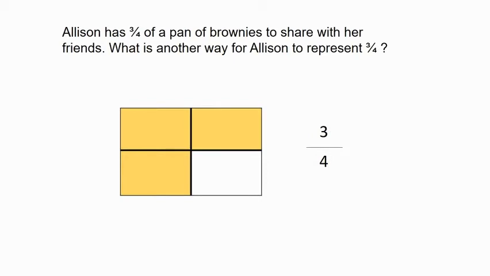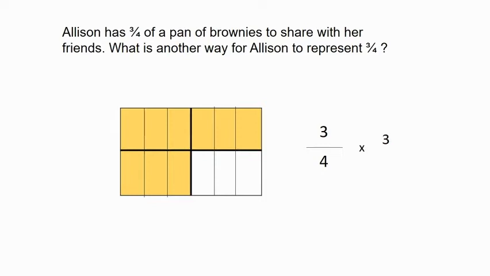Let's look at another way that Allison could split the pan. She has the 3/4, and this time let's split each piece into 3 pieces. This time the pieces will become even smaller because there will be more to make the whole. She splits the first piece, the second one, the third one, and the missing one. So basically, she took each piece and multiplied it by 3.